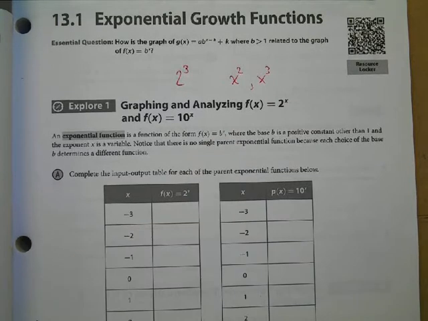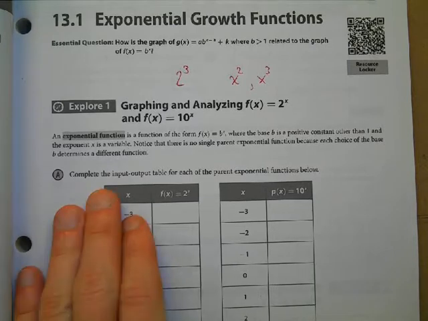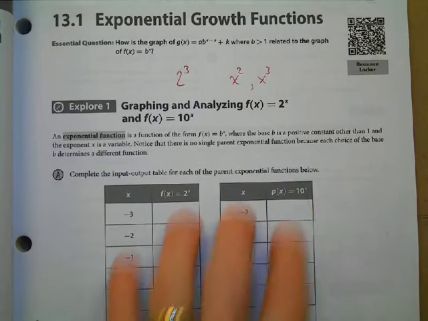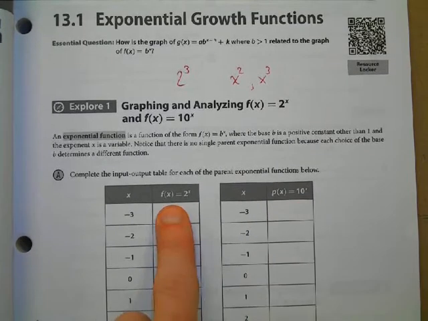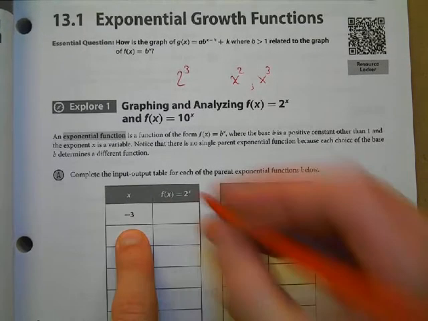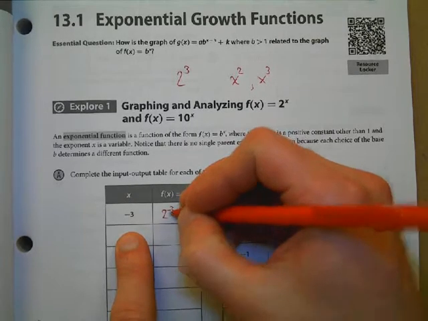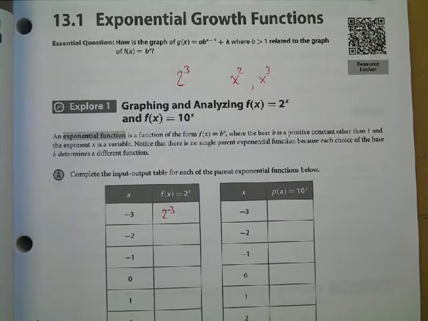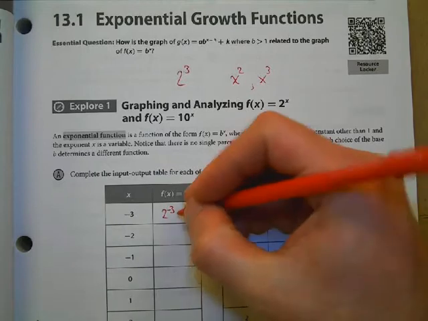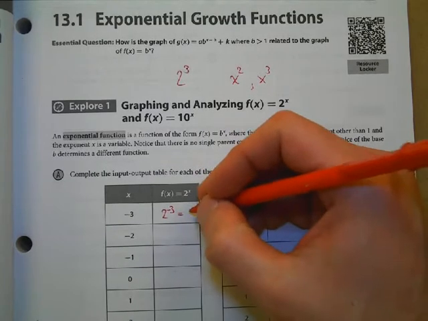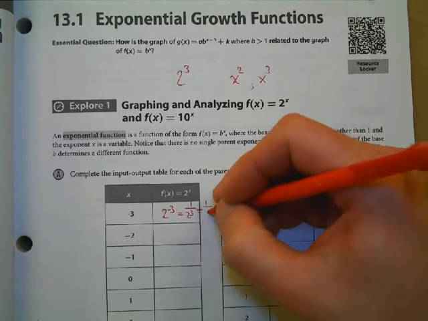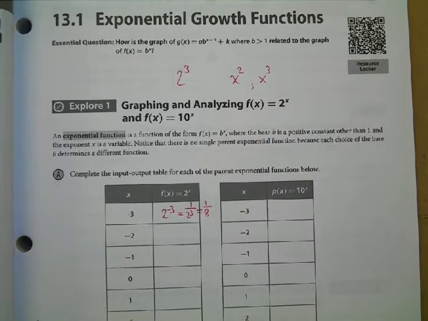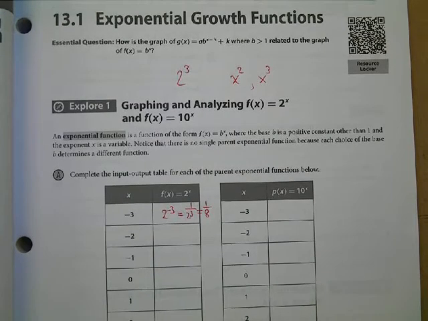So we're going to complete an input-output table for each of these exponential functions. We have 2 to the x, and we have 10 to the x. Okay, so f of x equals 2 to the x when x is negative 3, so we're going to have 2 to the negative 3. If we remember, a negative exponent we can make a fraction, 1 over 2 to the third, which equals 1/8, since 2 to the third is 8. So 2 to the negative 3 is the same thing as 1 over 2 to the positive 3, which is 1/8.